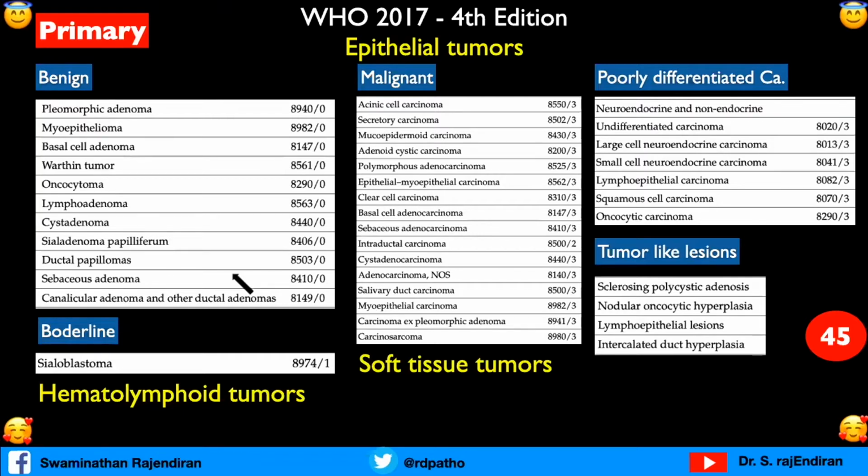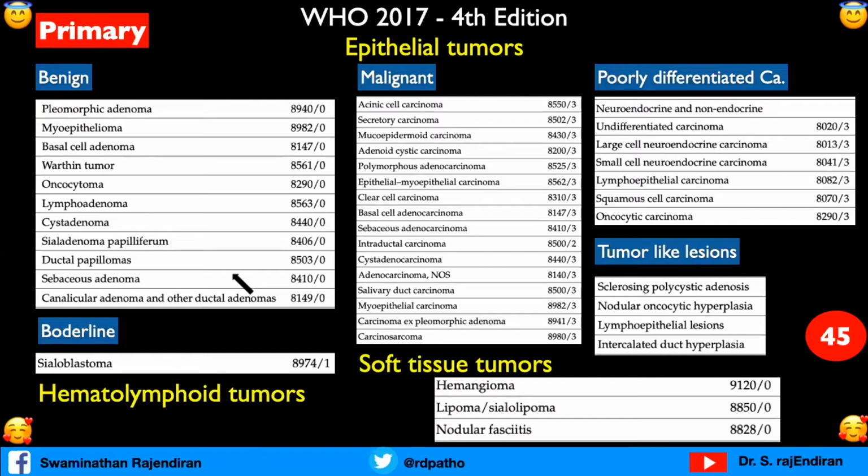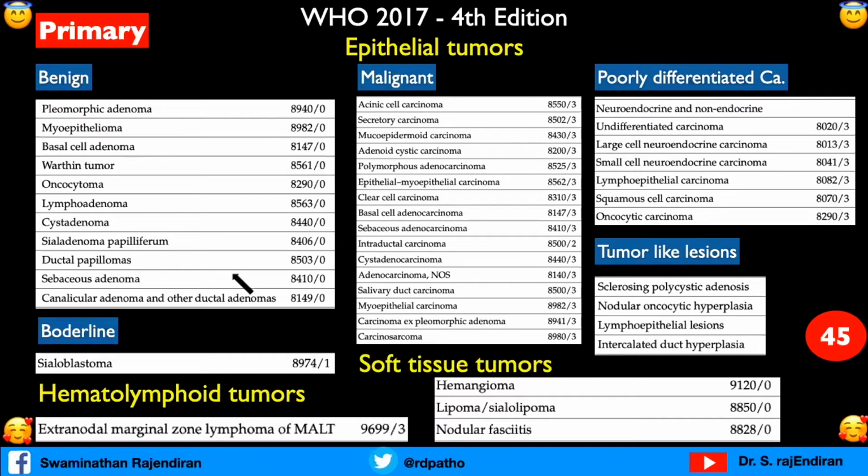And in the soft tissue tumors, anything can happen, but specifically high incidence of hemangioma, lipoma, nodular fasciitis, and hematolymphoid tumors, you know, MALTomas can happen in the salivary gland. And this is the selfie time. Okay, take a snap of this slide. So if you don't have anything else to do and you count these tumors, you should get 45.